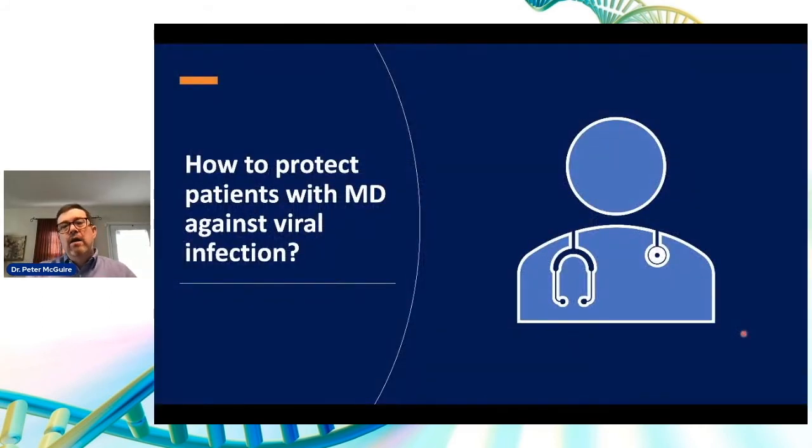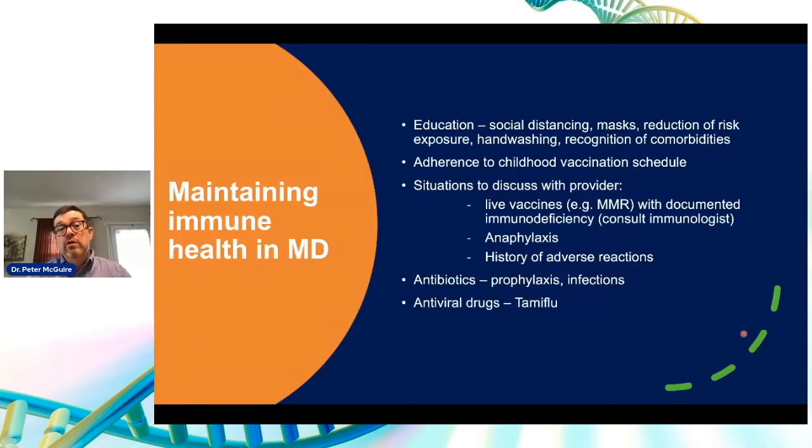Okay, so how can we protect ourselves, or how can we protect patients with mitochondrial disease, as well as fatty acid oxidation disorders, against viral infection? The first thing, of course, is education. With any health condition, education is really, really important. So things like, before the pandemic occurred, the inborn error of metabolism population already knew about social distancing. This is something that they were intimately familiar with, regarding staying away from individuals who were having infections or had signs of infection. We also learned about masks and reduction of risk exposure.